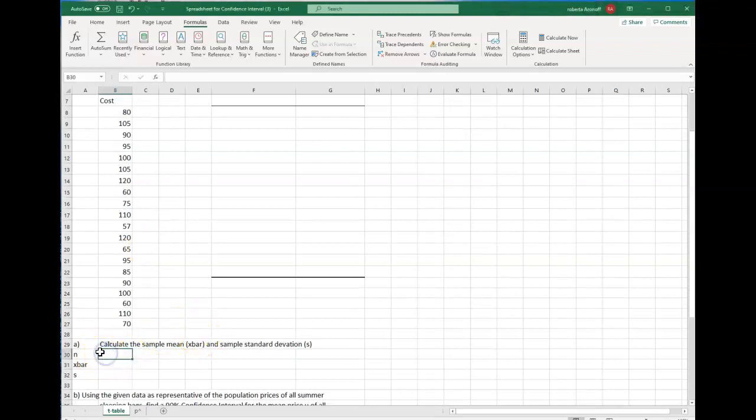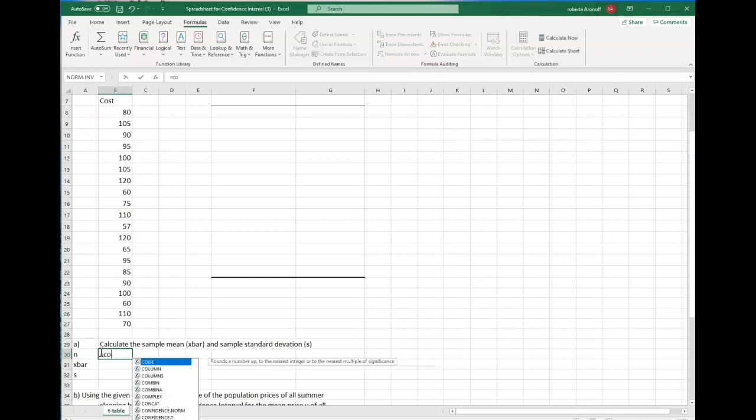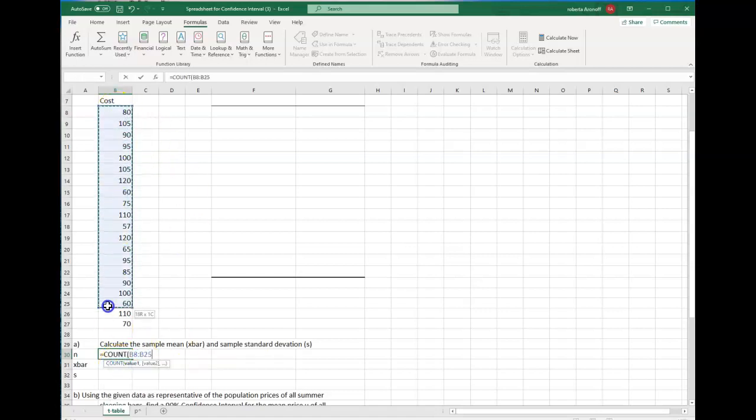The first thing we want to find is how many items we have in our sample, how many pieces of data. We click equal count. We scroll down all our data, and that tells us that we have 20 pieces of information in our sample.